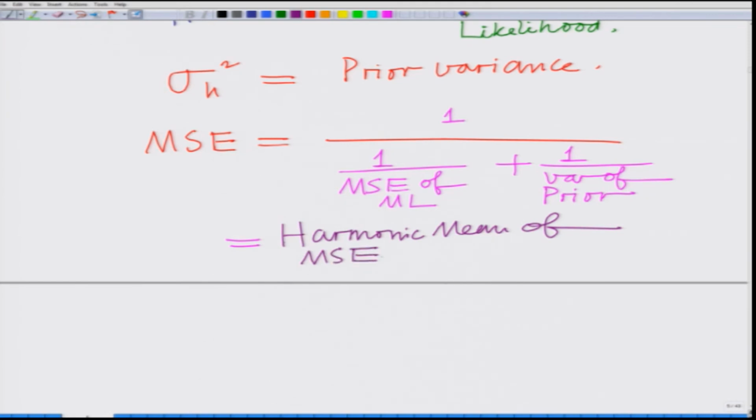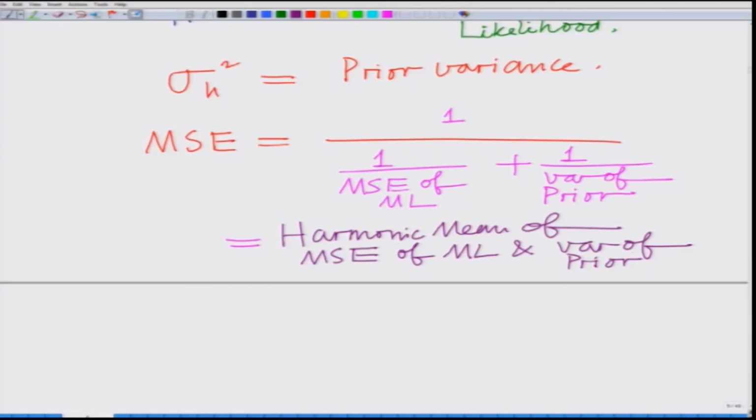So, this is basically the harmonic mean of the MSE of ML and the variance of the prior. The harmonic mean of the mean squared error of the maximum likelihood estimate and the variance of the prior. And you know from the property of the harmonic mean that it is less than both. The harmonic mean of two quantities A and B is less than both A and less than B.